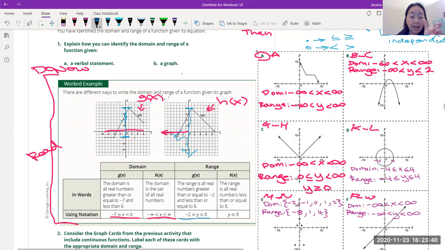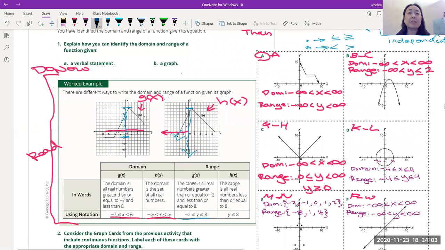Remember, the domain is talking about the x. So how far left does it go and how far right does it go, right? How far left it goes is all the way to -7, right? And can it equal -7? If you look right there very closely, it is closed, right? So a closed circle means that it can equal that. And most points are going to be closed circles, right? Because we're trying to find the points that it can be, not what it can't be, right?